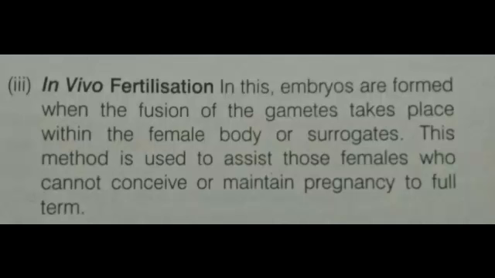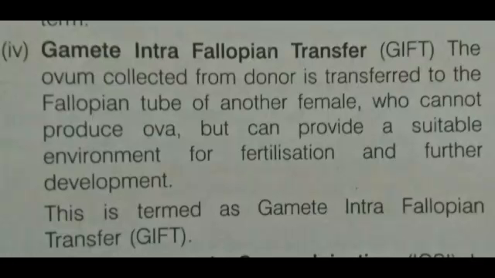Next one is in vivo fertilization. In this process, embryos are formed when the fusion of the gametes takes place within the female body or a surrogate. This method is used to assist those females who cannot conceive or maintain pregnancy to full term. So, in vivo fertilization is when the fusion of gametes takes place within the female body.